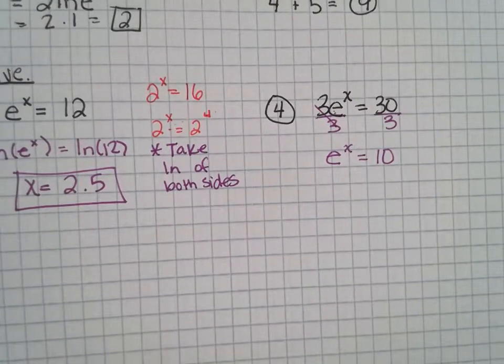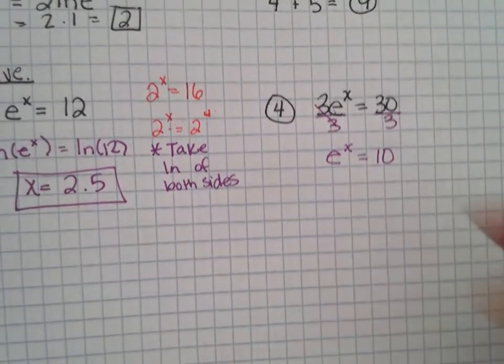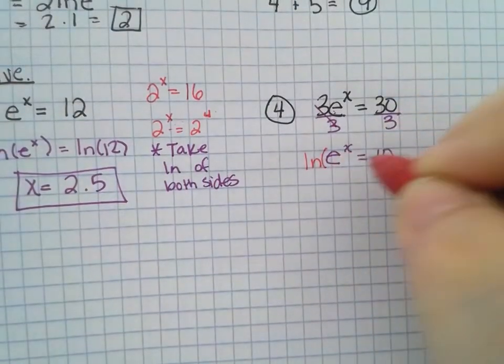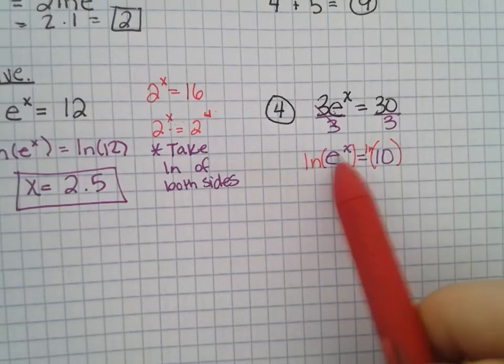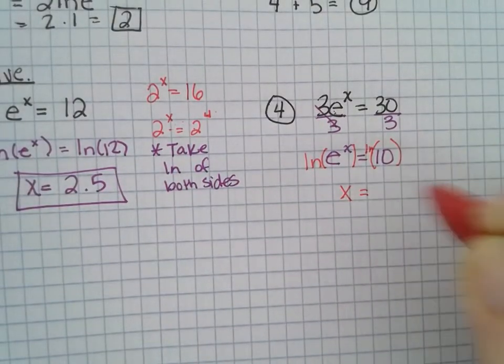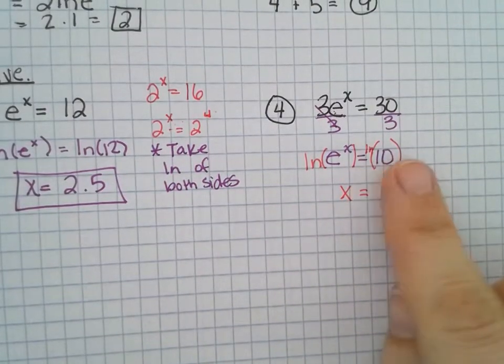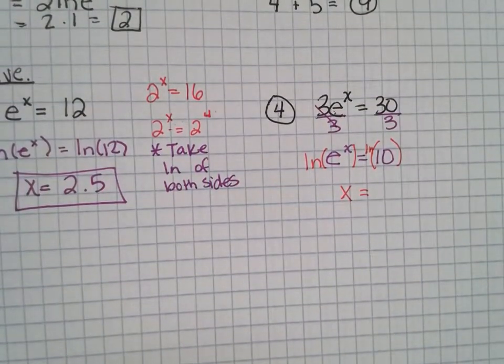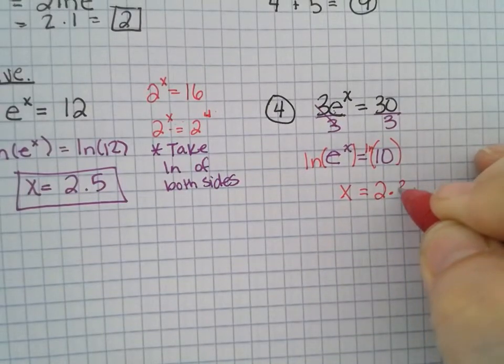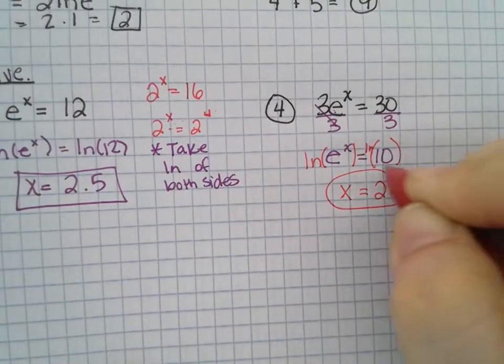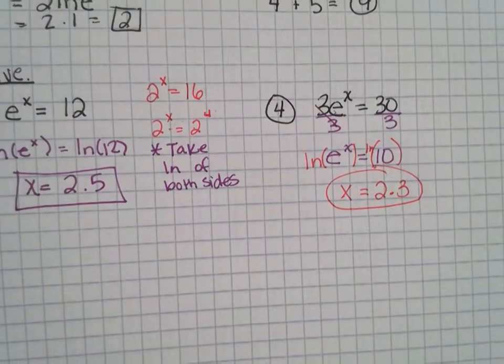Yeah, to cancel out that x, I'm now going to take the natural log of both sides. So this is going to cancel, and I just have x is equal to whatever the natural log of 10 is. So go type in natural log 10, and you should get about 2.3. Okay, this isn't terrible. You've got this. This is good.